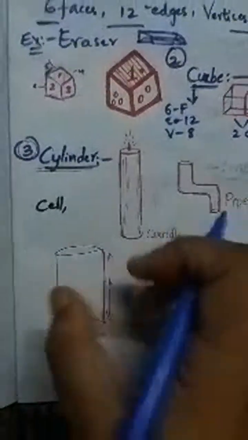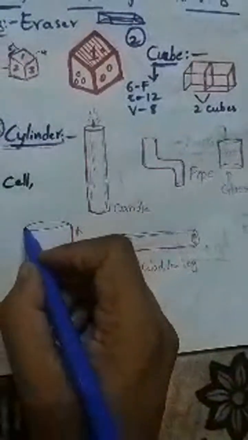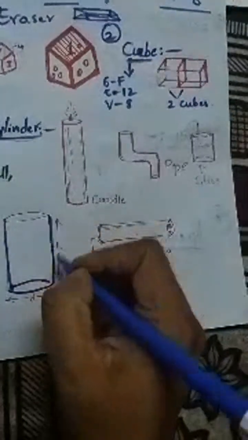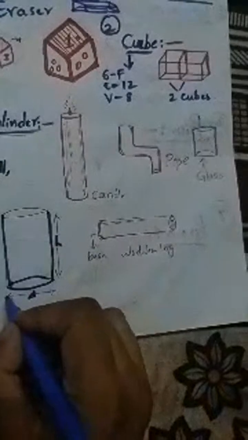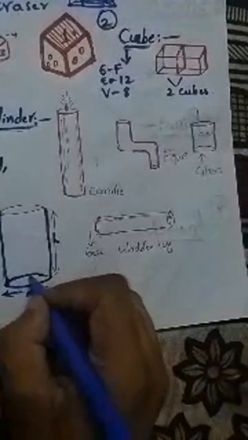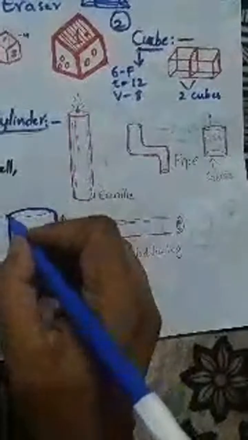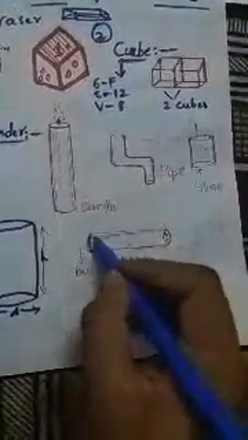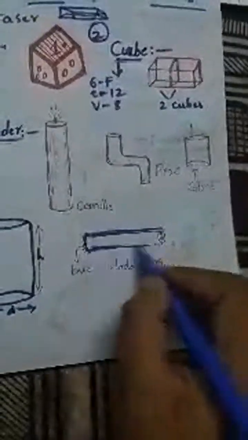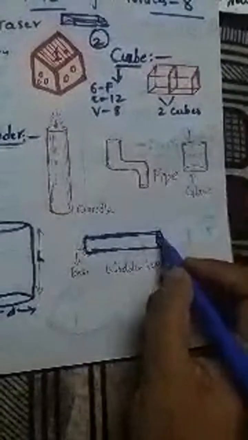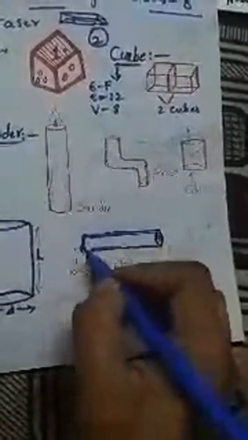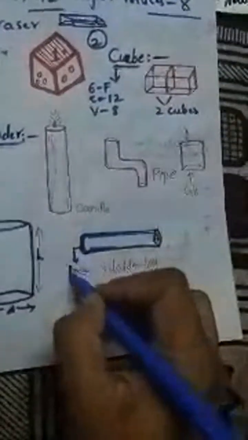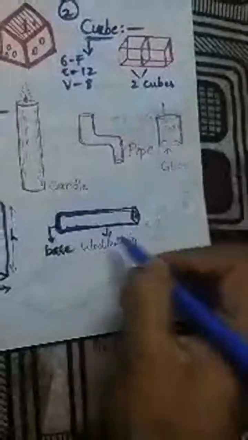Now cylinder is another 3D example. Here I have drawn some cylinder shape examples. Here this is the height, and this is the diameter of this face, that is the curved face. Bottom and top, these are two faces. It is a wooden log, something like a wooden stick which is heavy. Like this we get, which can roll, and this is the base. And this is a wooden log.